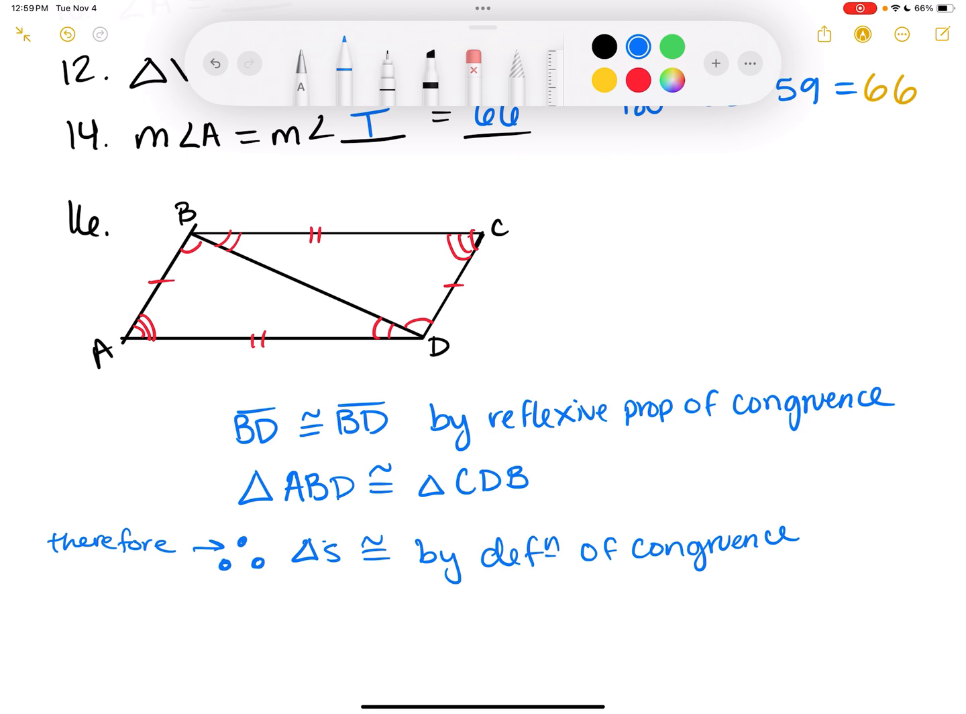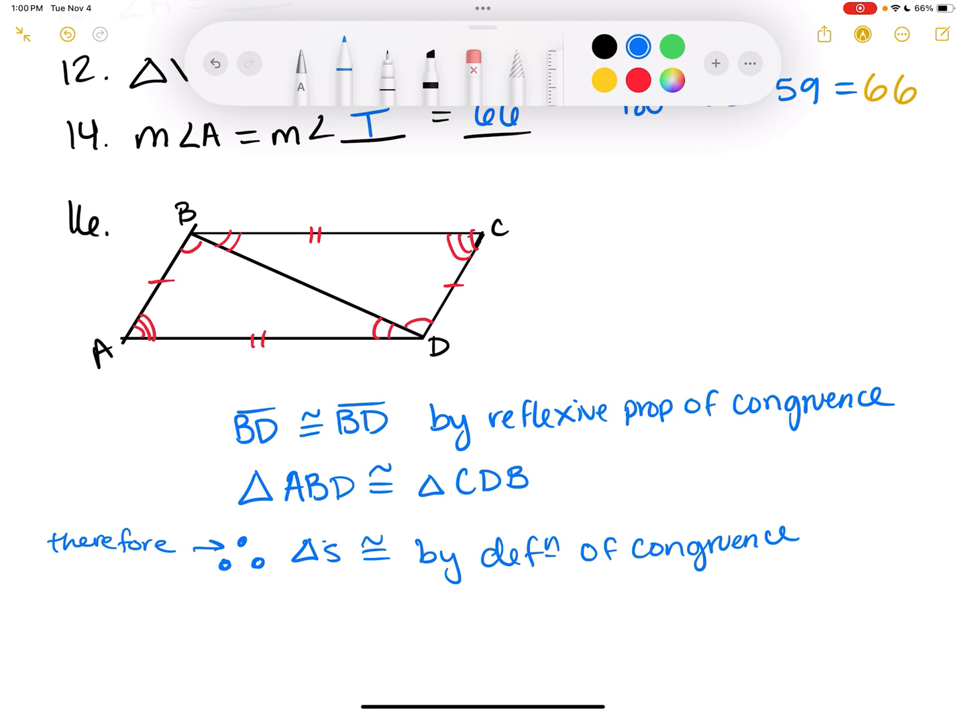I mean, it's your reason, so you would at least need to say by definition of congruence to say that those are congruent. You have to put a reason, so as long as you have some way that you've written the reason, that's fine. Wait, so is the therefore statement the reason for? That's essentially the reason for the triangles being congruent.